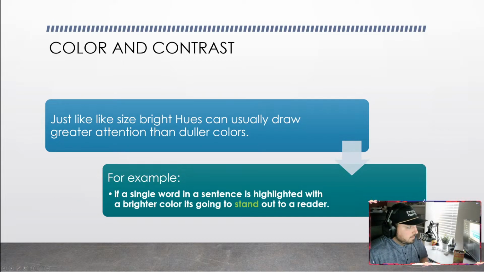Okay. Let's talk about color and contrast next. Just like size, bright hues can usually draw greater attention than duller colors can. When those colors are super saturated, they pop and draw a lot of attention. If a single word in a sentence is highlighted with a brighter color, it's going to stand out to the reader. If you're looking at this box while sitting at home, this green word probably popped out on the page to you. It's highlighted. It's different. This brighter hue drew some attention.